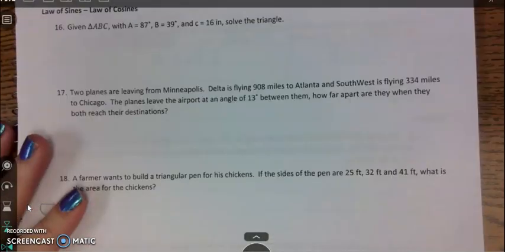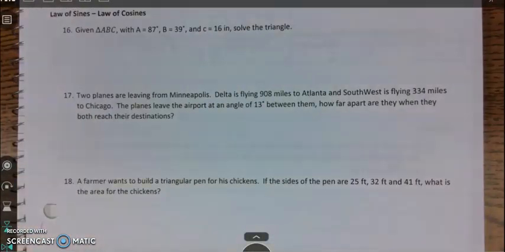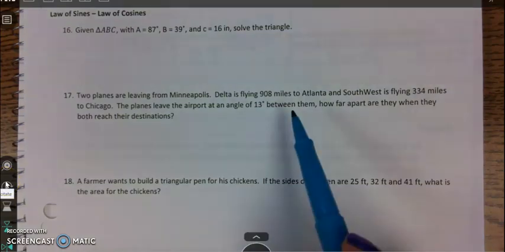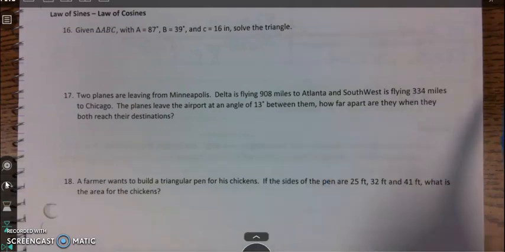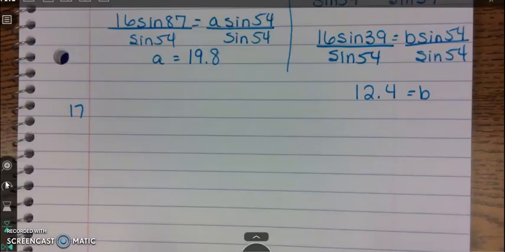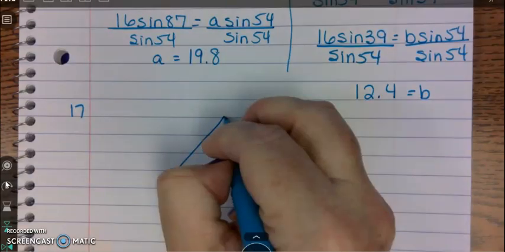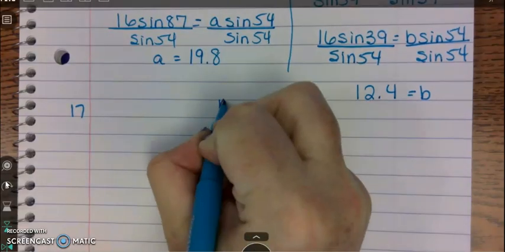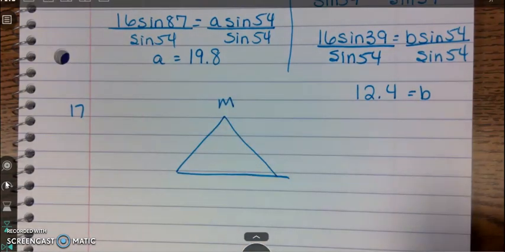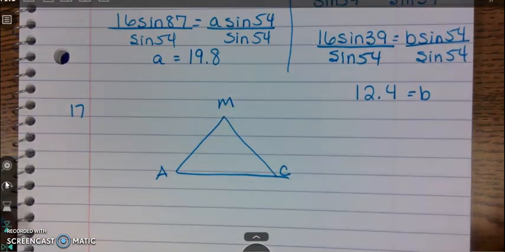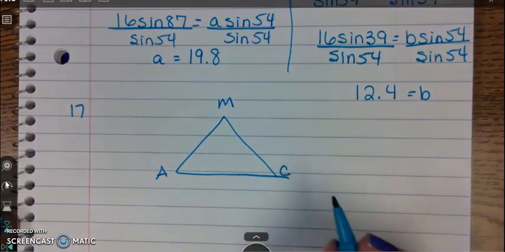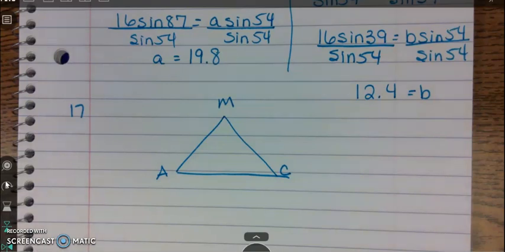Okay, so here we go. Two planes are leaving Minneapolis. Delta is flying 908 miles to Atlanta. Southwest is flying 334 miles to Chicago. Okay, so here we go. Minneapolis, Atlanta, and Chicago. Okay. If you don't like these letters, let me change.